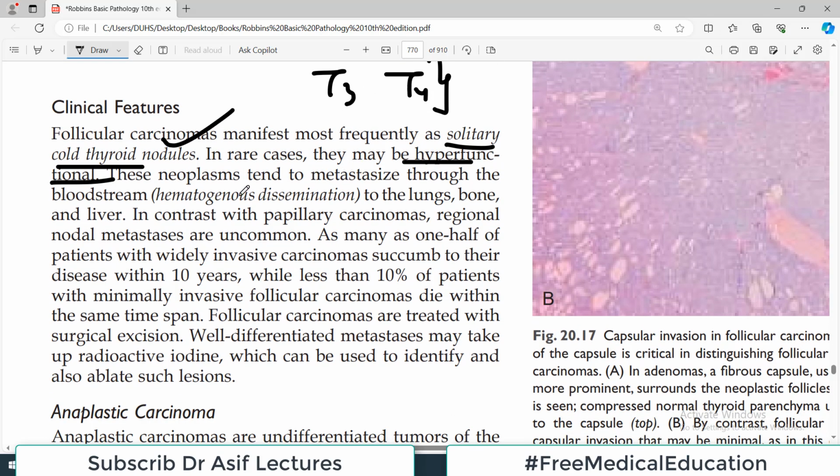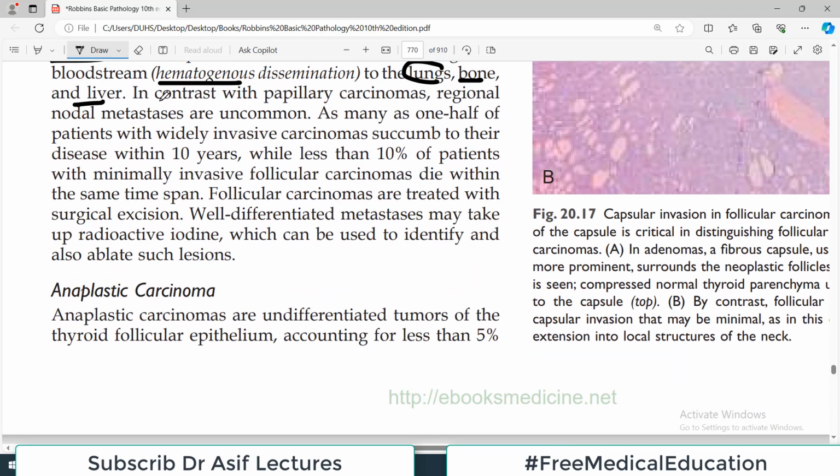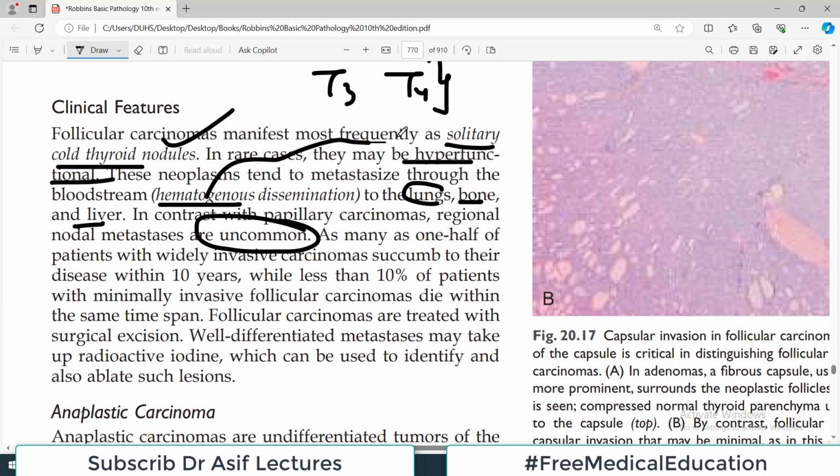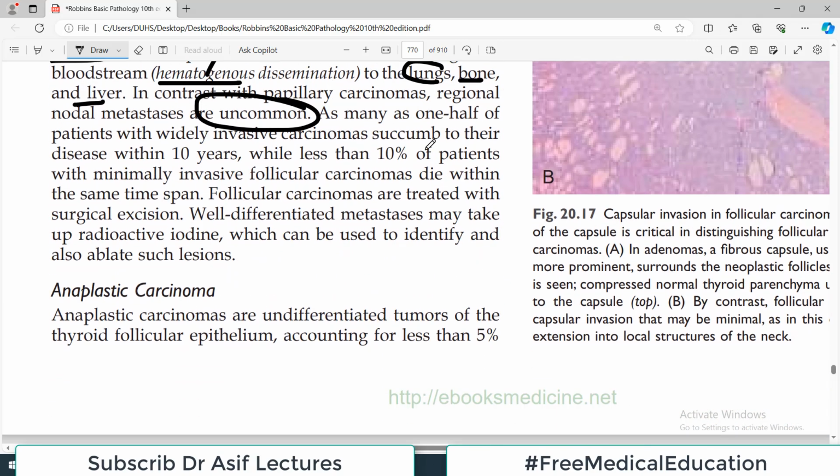Okay. They tend to metastasize by hematogenous dissemination to different parts of the body, particularly lungs, bones, and liver. And in contrast to papillary cancers, regional nodal metastasis is uncommon. They like to travel far away through the blood. As many as half of the patients with widely invasive carcinoma succumb to their disease within 10 years. Oh, that's not good. While less than 10% of the patients with minimally invasive follicular carcinoma die within the same time span. So it's not a good cancer, by the way.